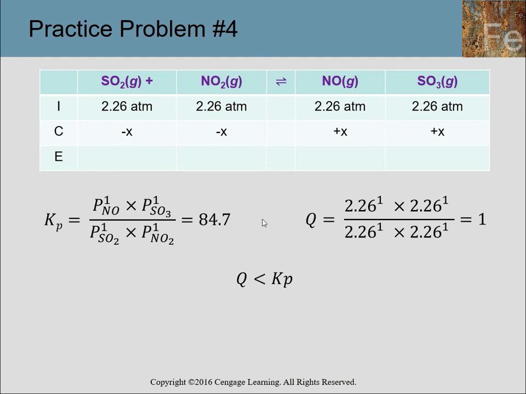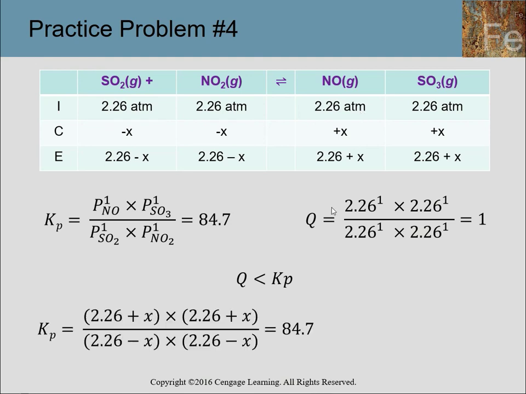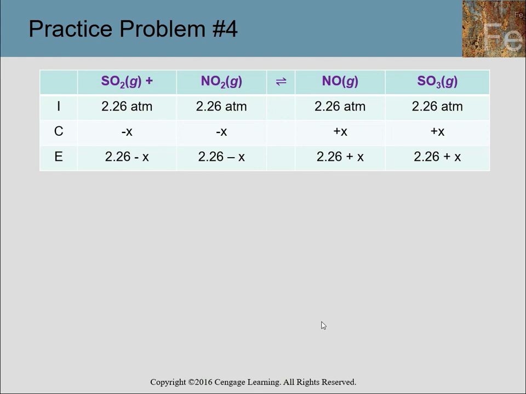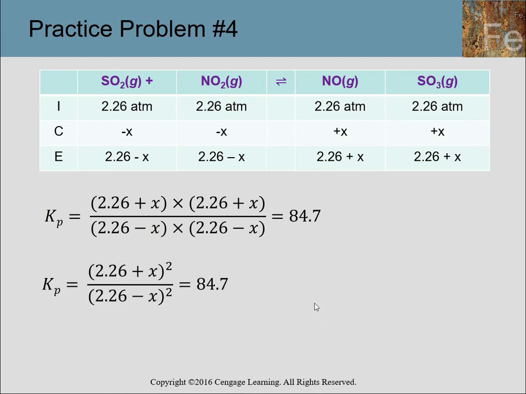And then the almighty I plus C equals E, add the top and the bottom together. We get the algebraic equivalent of what the pressures are going to be for all 4 components. We're going to put them into the Kp expression now. Since we recognize that the top is a square and the bottom is a square, we're just going to take the square root of both sides and make life a lot easier.